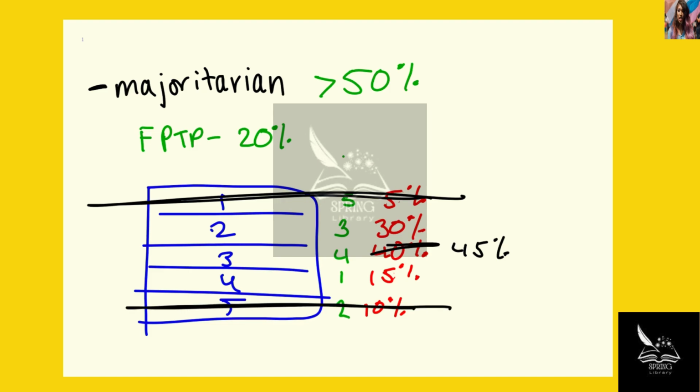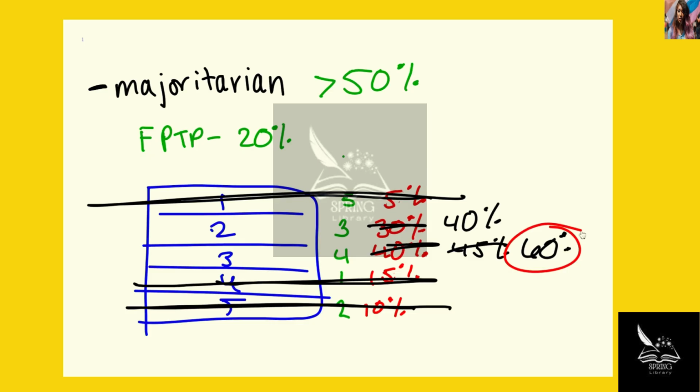So the next one on the list is number 5, so we cut that out, and everybody that voted for number 5 as their first choice voted for number 3 as their second choice. So this number becomes 40%. Now it's basically dependent on number 4. Anybody that voted for number 4 also voted for number 3 as their second choice. This number now becomes 60%, and this is the winner.